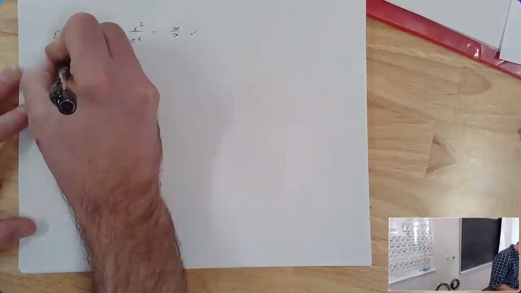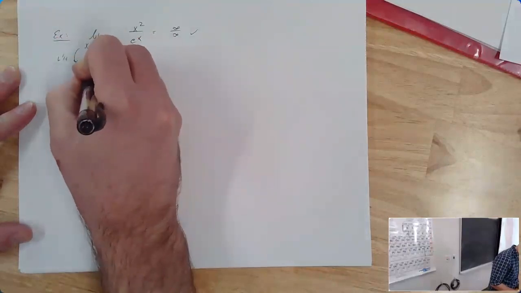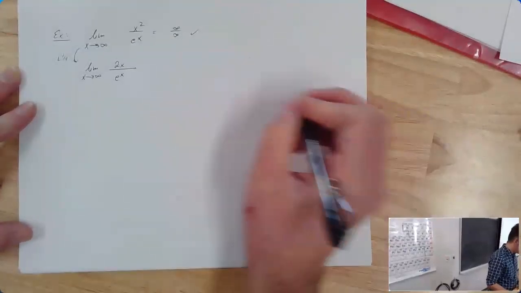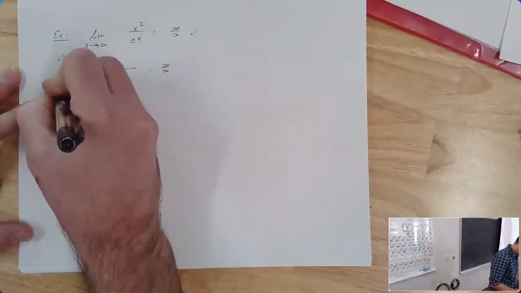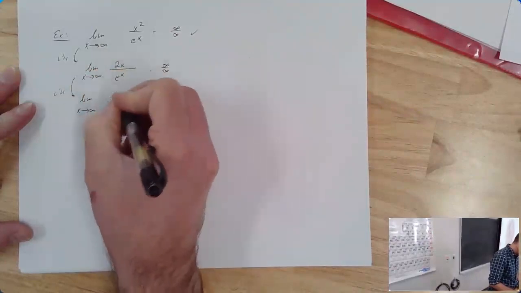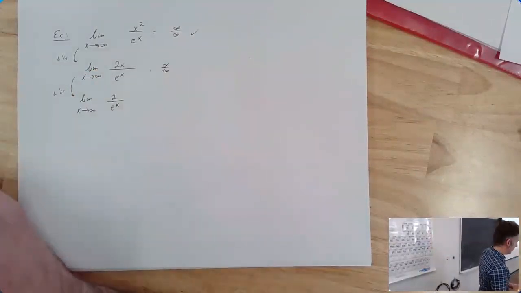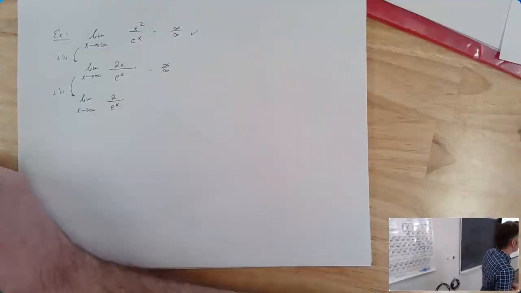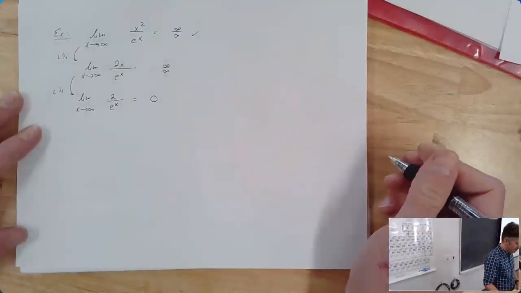Using L'Hopital's rule, I like to write a little L apostrophe H when I use it. The derivative of the top is 2x. The derivative of the bottom is still e to the x. It's still an infinity over infinity type, so I use L'Hopital's rule again. The limit as x goes to infinity of the derivative of 2x, which is 2, over the derivative of e to the x, which is still e to the x. And now I check, and I don't get infinity over infinity. I get 2 over infinity, which is very, very small. This is going to end up being 0. So my limit is equal to 0.